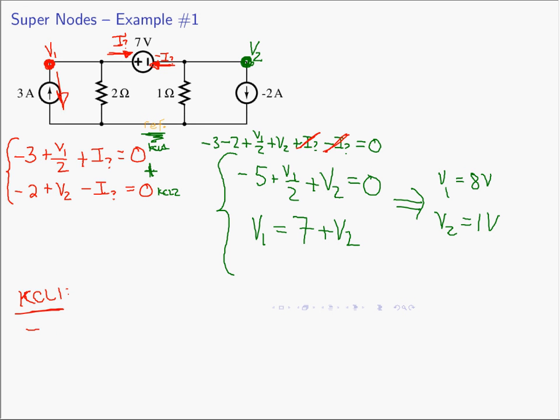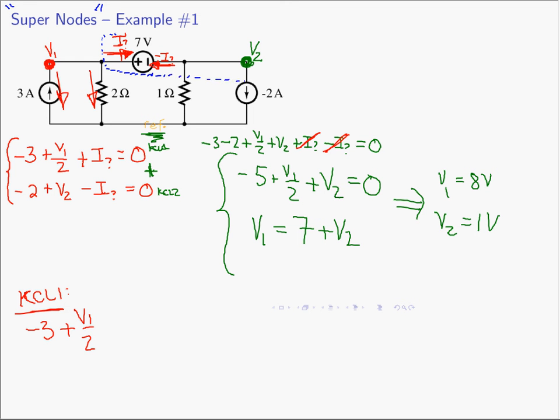It's going to be minus 3. What's the current going down in this direction? It's going to be V1 over 2. What's the current in? Oh, we can't do that. There's a voltage source. So what we do is we create a supernode. What you do in a supernode is you basically take the voltage source that's going to give you problems.